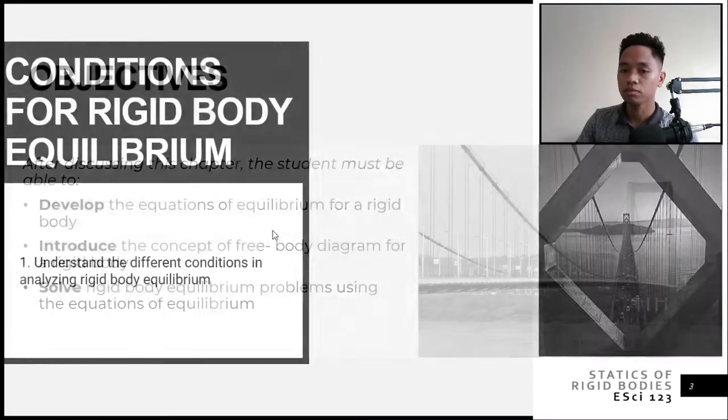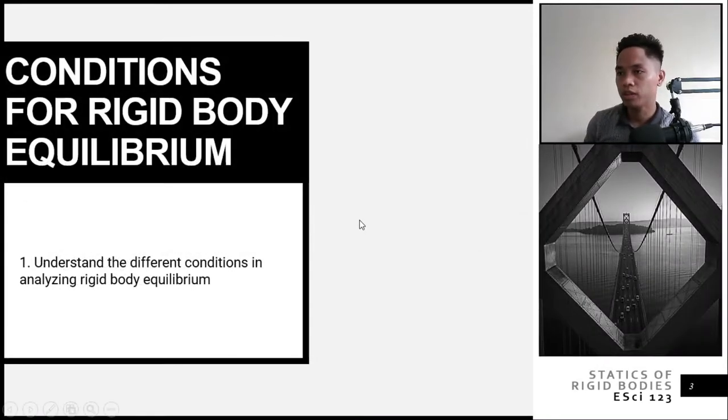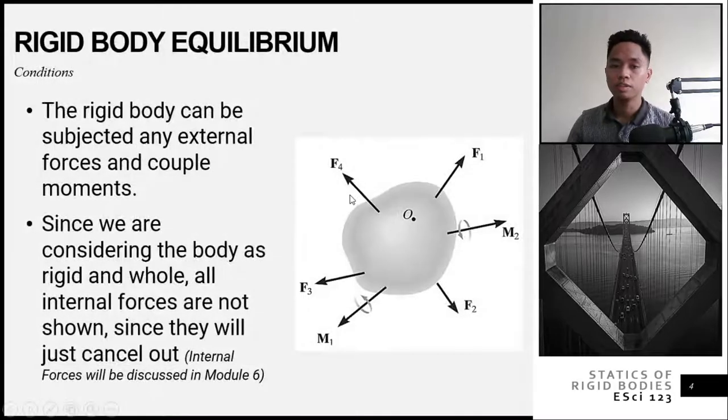So first, what are the conditions for rigid body equilibrium. Here we are going to understand the different conditions in analyzing rigid body equilibrium. So the first condition: the rigid body can be subjected to any external forces and couple moments, and we all know that, right? Based on the previous discussions, a body can experience a force, can also experience moments, and also a combination of forces and couple moments. So it is a system of external forces.